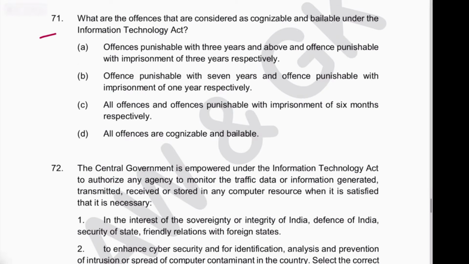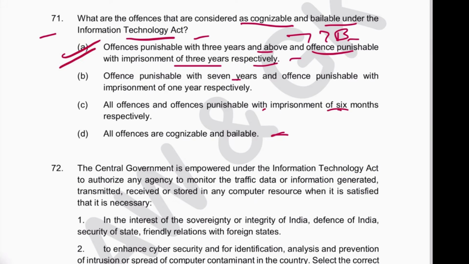Next, 71. What are the offences that are considered cognizable and bailable under the IT Act? Offence punishable with 3 years and above, and offence punishable with imprisonment of 3 years, respectively. Yes. This is mentioned in Section 77B. 7 years, no. 6 months, no. A is the answer.